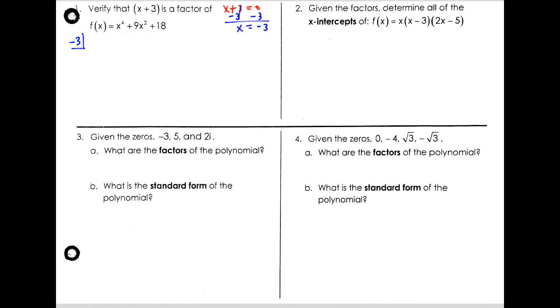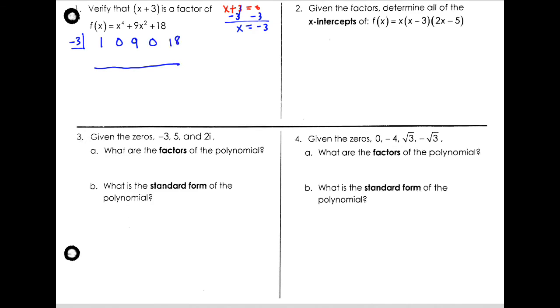The number out in front of that x to the fourth is an invisible 1. X to the third is not there, so it's a 0. X to the second is there, so we'll put that 9 there. X to the first is not there, so that's a 0. And then our constant is 18. And so we're going to take this through synthetic division.